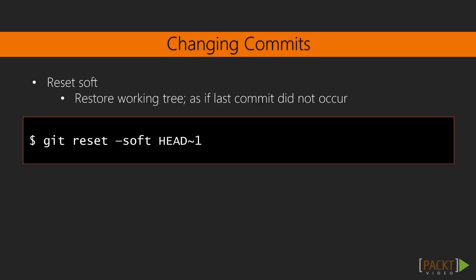Undo the last commit. Maybe you forgot to include an important change or made a serious error in the commit message. Git reset --soft HEAD~1. This will restore the working tree to where it was just before the last commit, as if the commit never occurred. But as we know, this only resets the head pointer. The actual commit object will remain, and you can see it with git reflog. It remains until you use garbage collection.